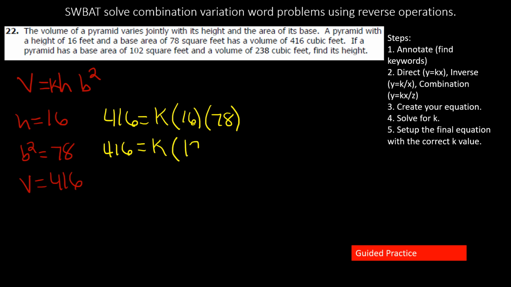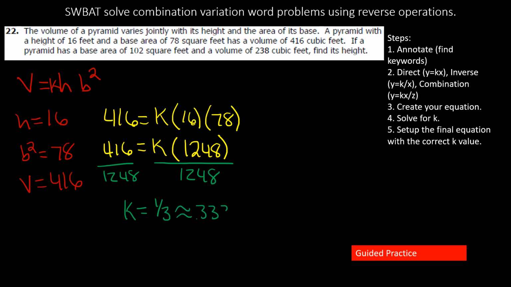is 1,248. And what we want to do is we want to divide both sides by that 1,248. Okay, so 416 divided by 1,248 would give us a k value of 1/3, approximately 0.333, and so on.